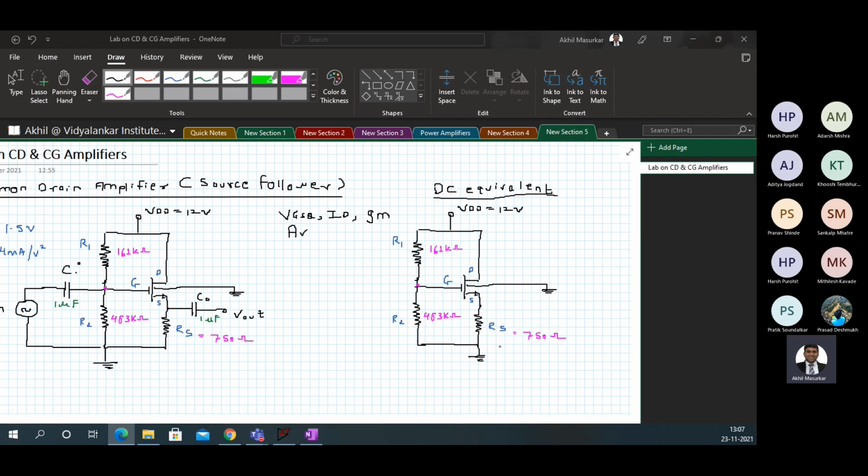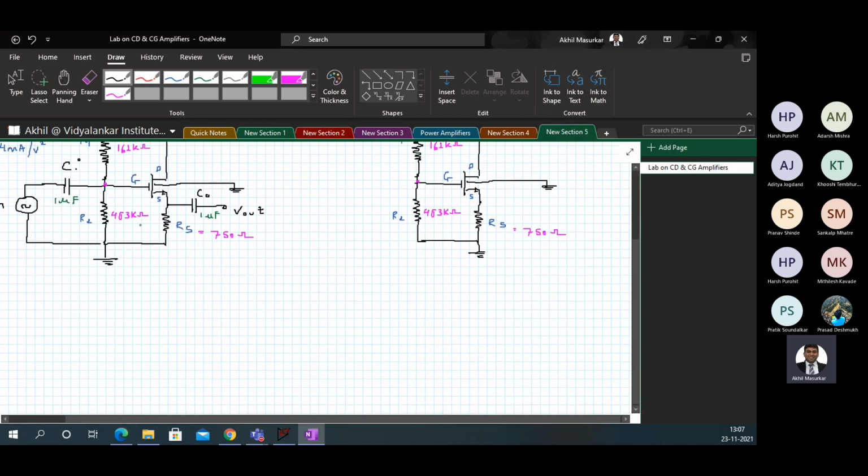So let's look at this now. In this circuit, you can observe that Vg is equal to R2 upon R1 plus R2 into VDD. So that is going to be 463K upon 162K plus 463K into 12. Can you tell me how much this value is quickly? Everybody should take out their calculators and calculate and tell me what this value is. Come on.